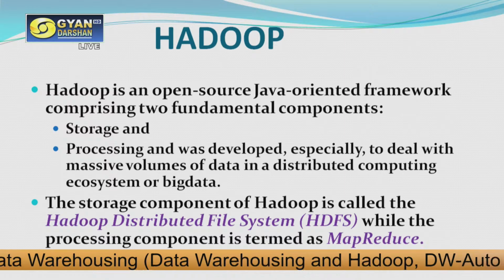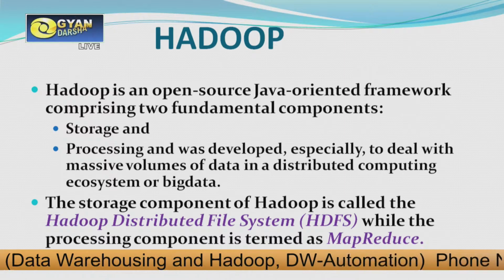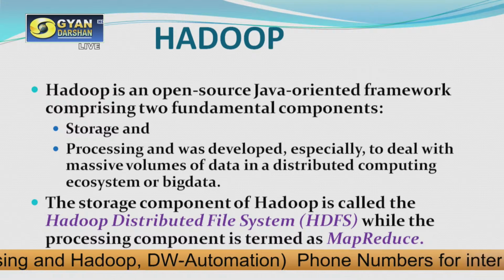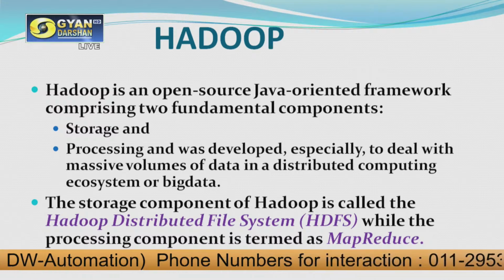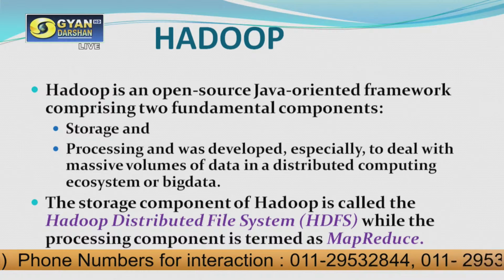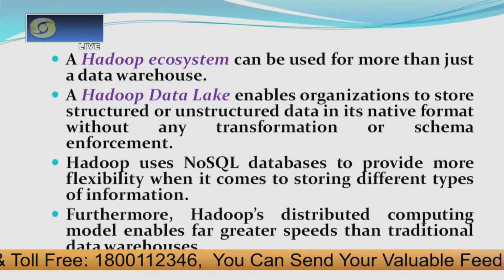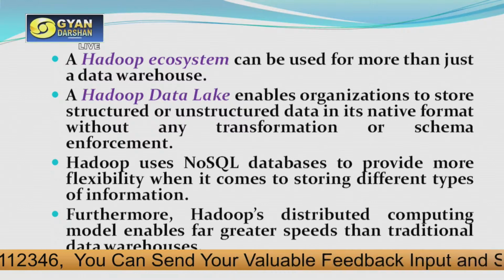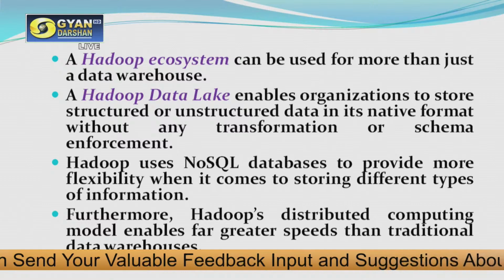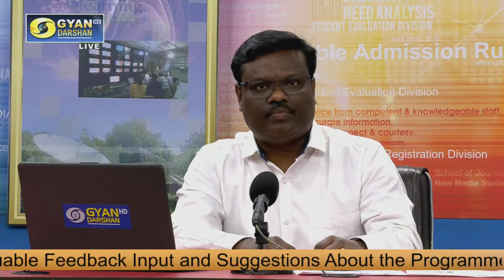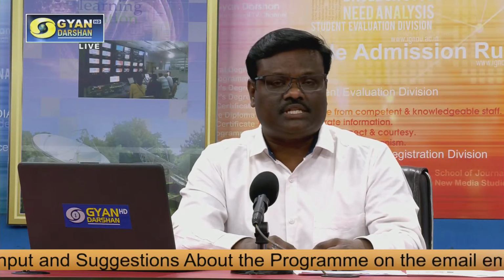The storage component we call the Hadoop Distributed File System, or in short HDFS, and the processing component is termed MapReduce. In the Hadoop ecosystem, there are several software pieces which take part in the data warehouse architecture. Not one particular software takes care of the complete ecosystem of the Hadoop architecture. There are several participants in the form of software forming an ecosystem to develop the various components of the overall architecture.